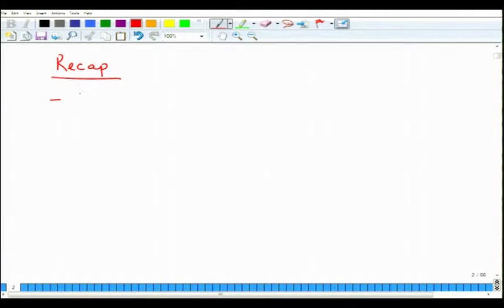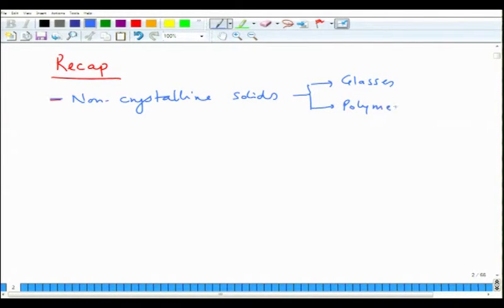So we introduced the topic of structure in non-crystalline solids. And here mainly two categories we are going to talk about. One is the glasses and second is the polymer, because many of these materials, glasses don't have any long range periodicity, and polymers again, most of the polymers don't have a long range periodicity, they have short range ordering possibly. So we started with glasses.